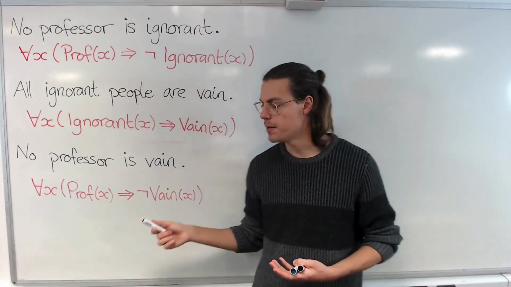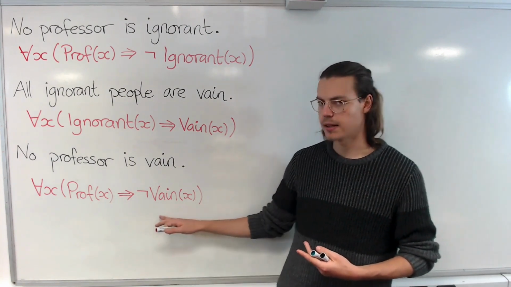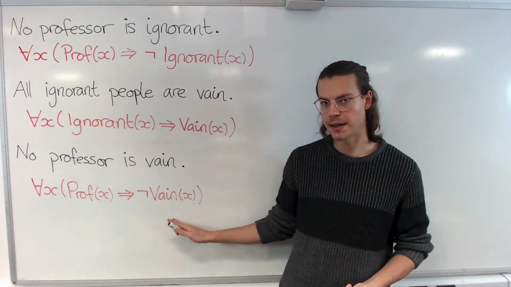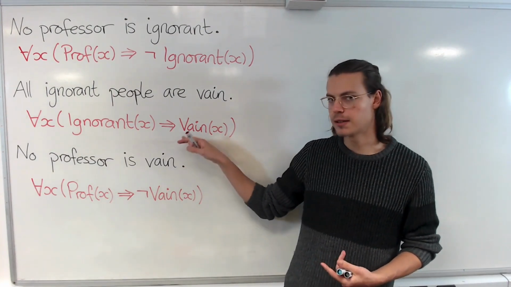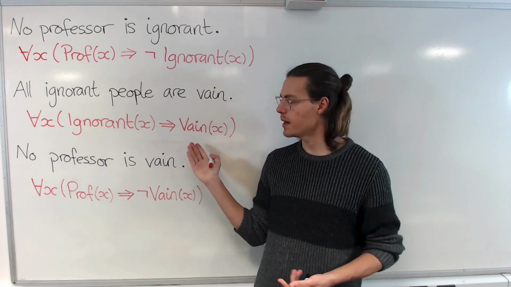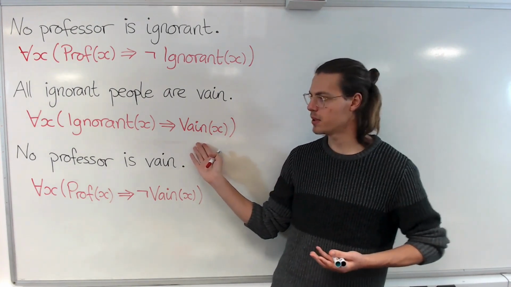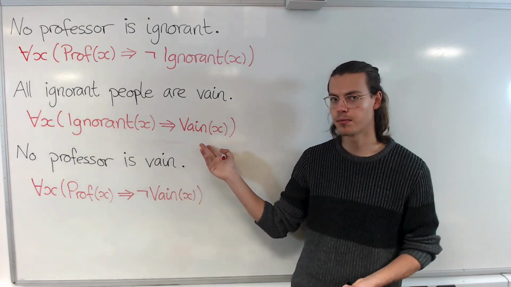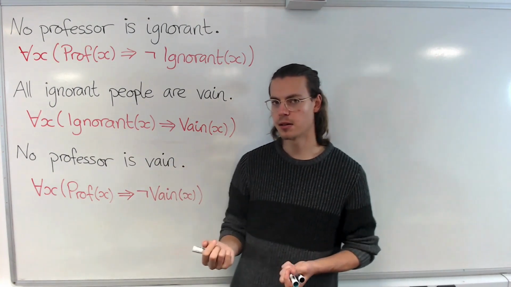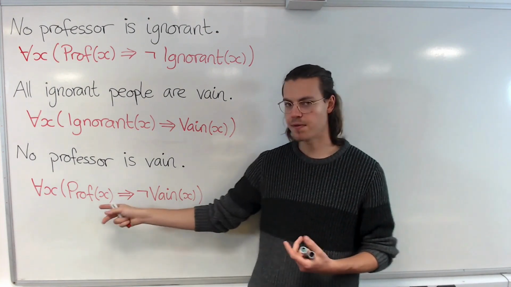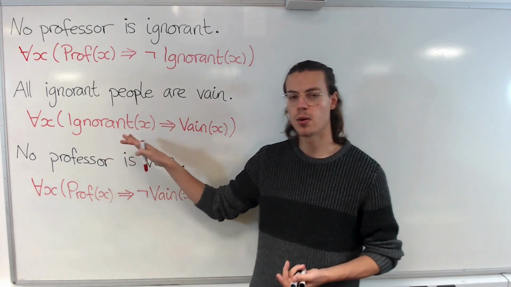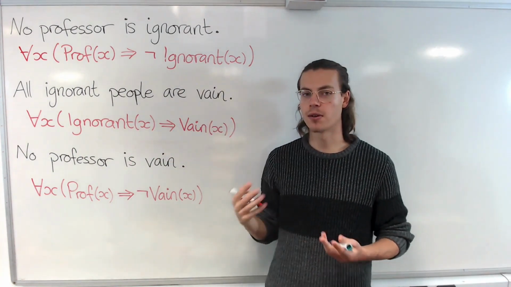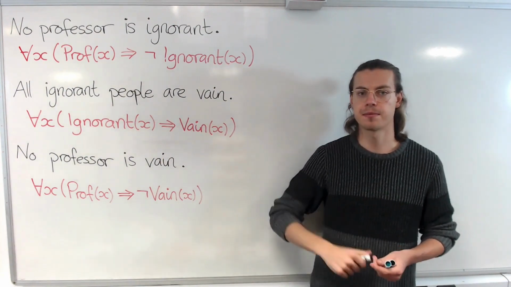Now, if we look at the third statement, this tells us that if you are a professor, then you are not vain. The second statement tells us that if you are not vain, then you must not be ignorant, since if you're ignorant, then you're vain. So putting these together tells us that if you are a professor, then you are not ignorant. That is, statement 1 follows from statements 2 and 3.